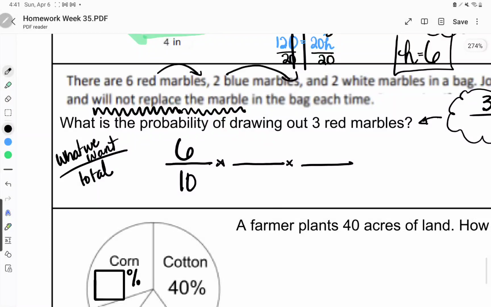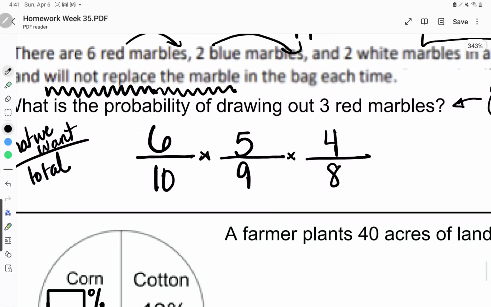Now, the second time that I go to draw out a red marble, it says he will not replace the marble. So we went from having 6 red marbles to how many marbles since he did not put one back? We now only have 5 red marbles. And since he did not put the marble back, how many total marbles do we have? 9. Now the next time he goes to draw out a red marble, now he's drawn out 2 red marbles. So how many red marbles are we left with? 4. Out of how many total marbles? 8.